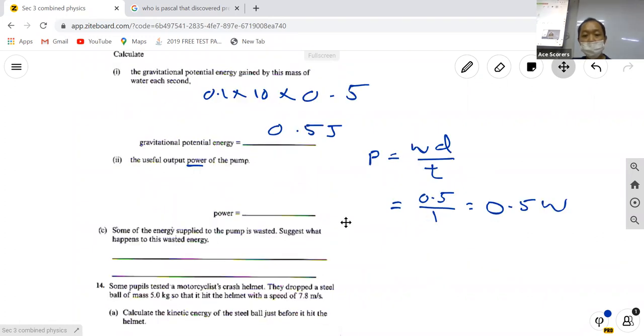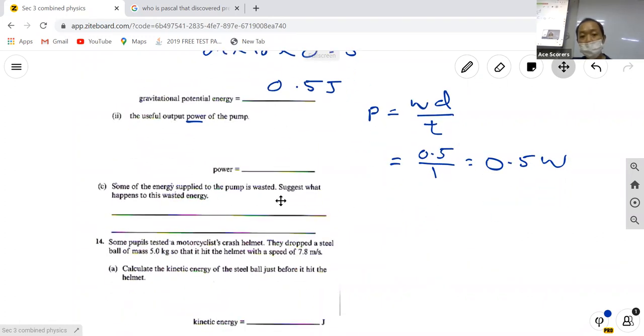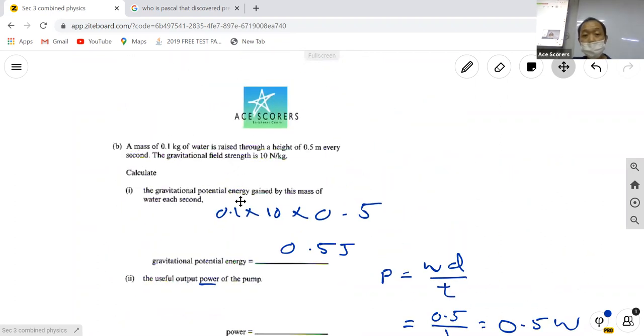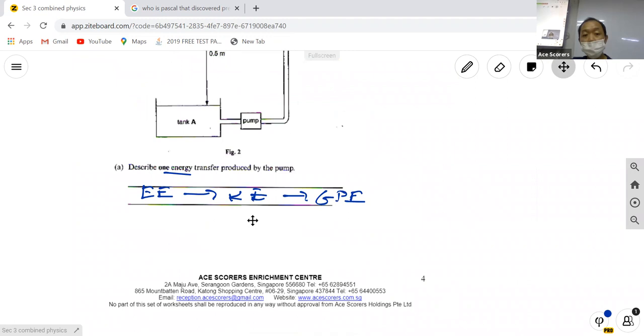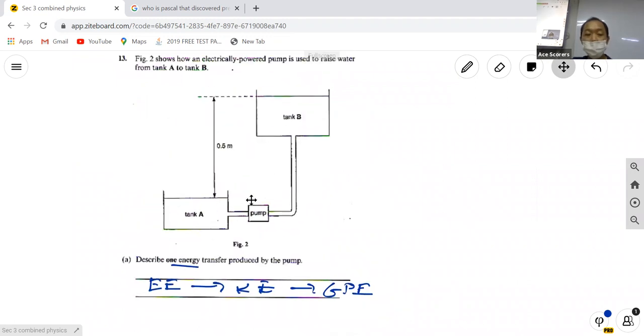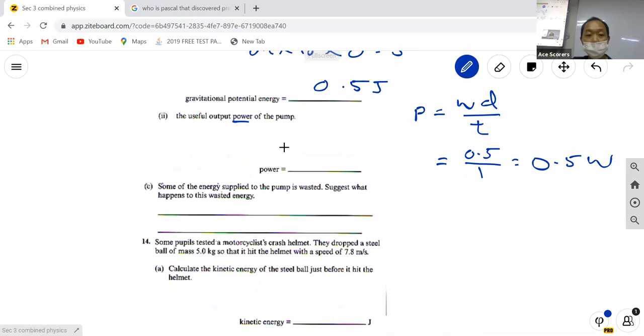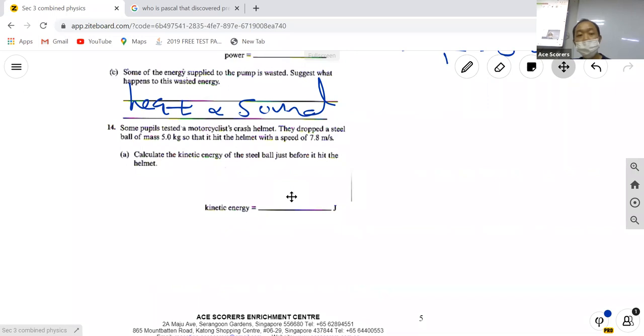Every second. So some of the energy is wasted. So just what happens to this wasted energy? I already mentioned, right? It is converted to sound, and sound also converted to heat. So just write heat or sound. So heat. They were converted.